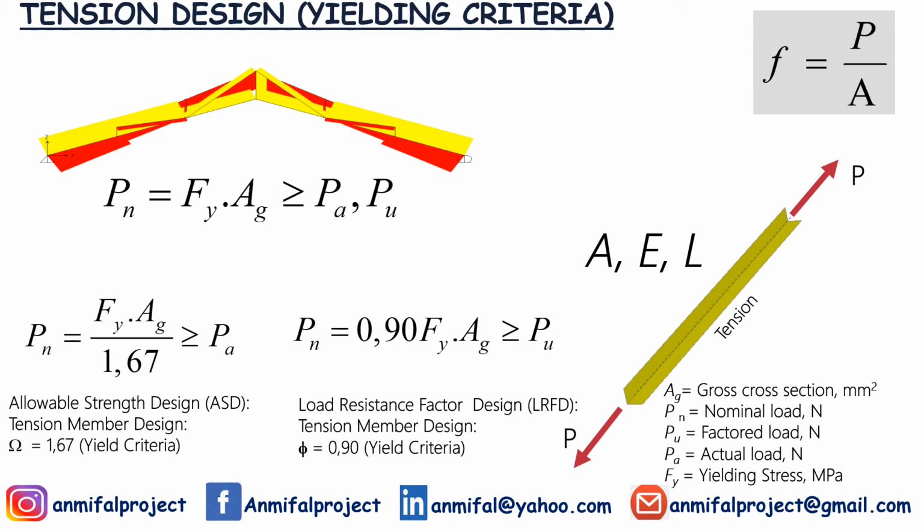From the previous sections, we know the tension member design has two criteria: yielding criteria and fracture criteria. The yielding criteria does not consider the presence of the bolt holes. So, in this case, we use the gross section area Ag for the equations. The Ag, or the gross section area, can be found from a steel profile table such as in the American Institute of Steel Construction, American National Standards Institute, or other steel international codes.